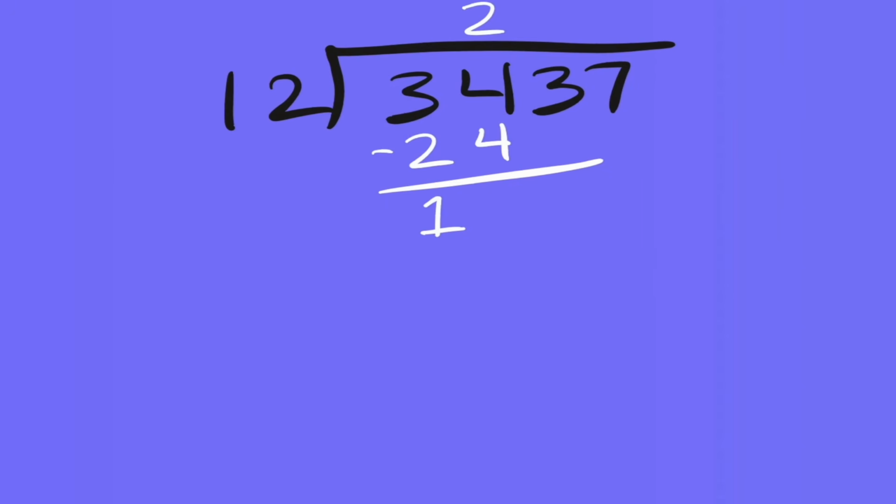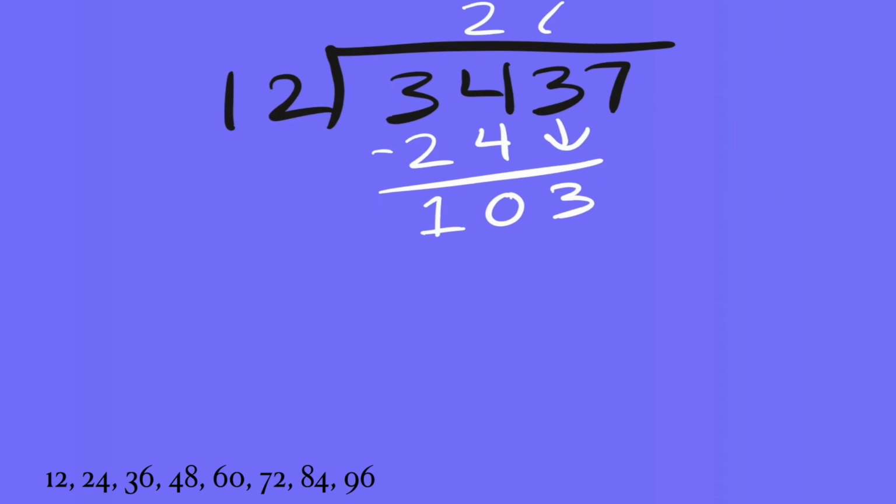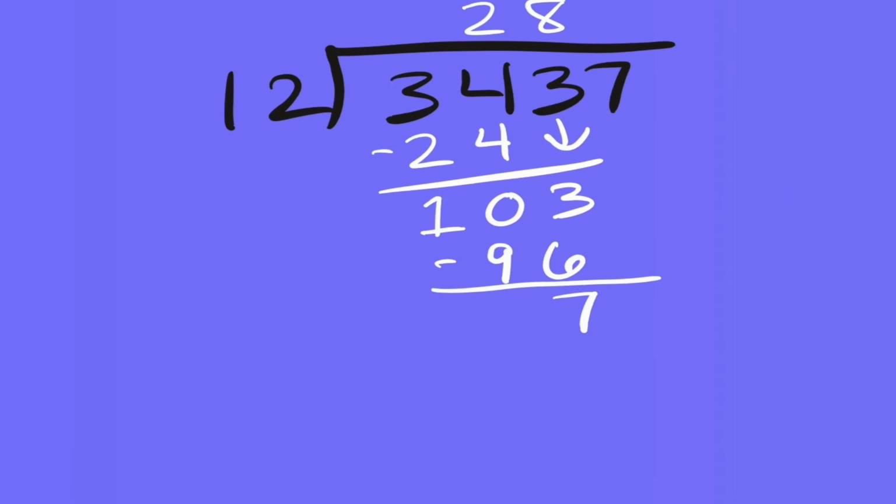Then we bring down this 3. 12 is going to hop into 103 8 times. 8 times 12 is 96. And we subtract, we get 7 left over. 103 minus 96 is 7. We bring down this 7 right here.